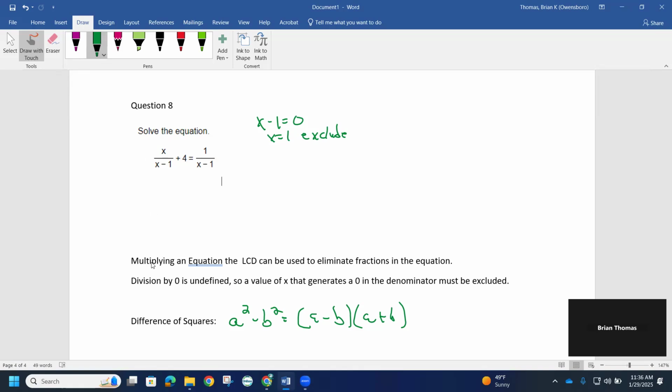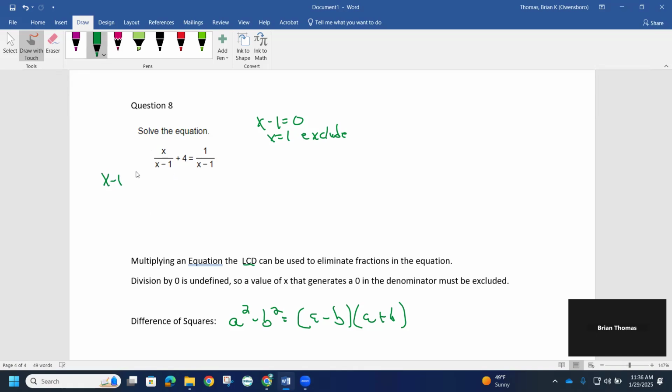Now again, if you multiply the equation by what's called the least common denominator, you can use that to eliminate fractions in the equation. Notice there's only one denominator, x minus 1. So this is where it gets a little tricky. What I can do is multiply each side by x minus 1.